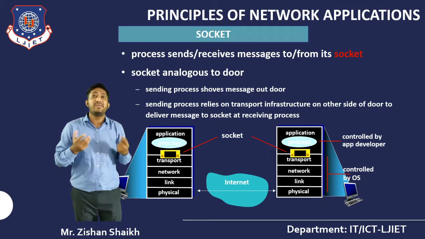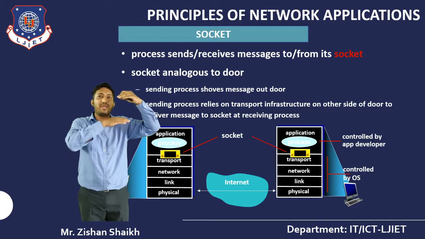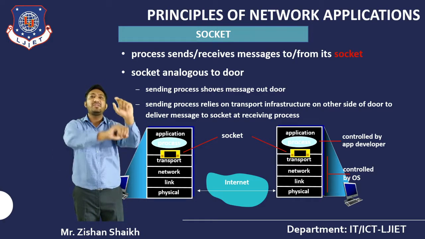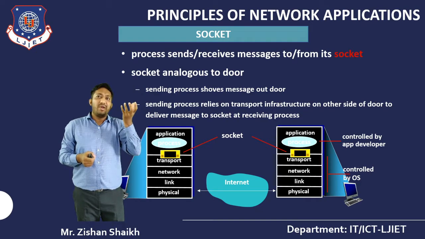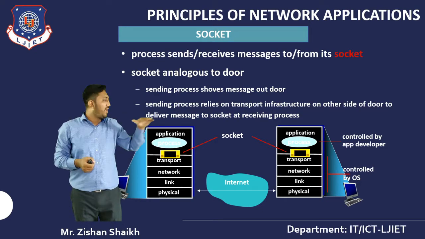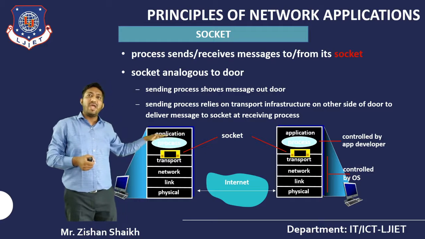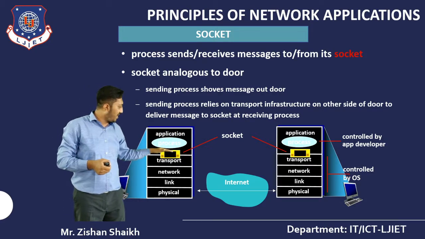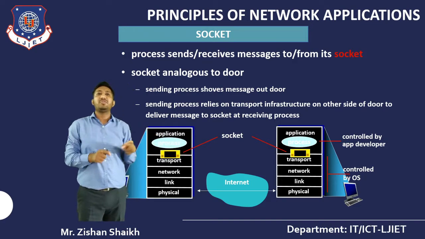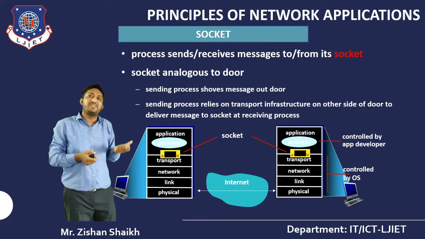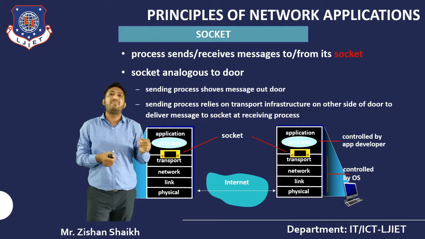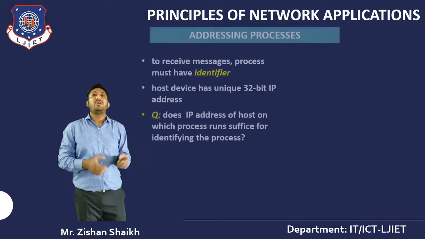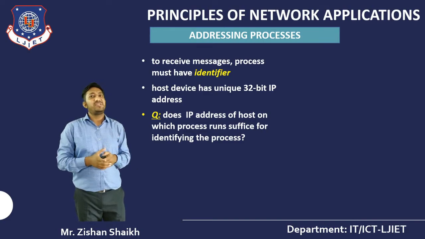But where is the socket implemented? We know that after the application layer, the transport layer is available. So socket implementation is at the transport layer. At the border between the application layer and the transport layer, the socket is available as the endpoint for each and every request coming inside and going outside.